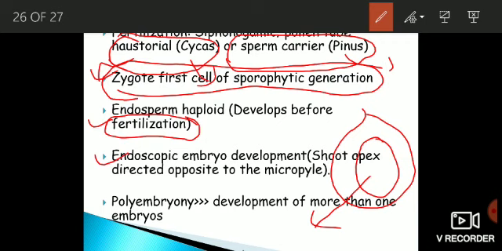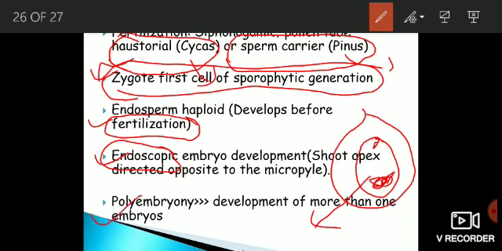Now the development of the embryo in gymnosperms. The embryo development in gymnosperms is endoscopic. Endoscopic means it takes place inside the ovule towards the lower end. That means the shoot apex appears towards the lower end. Endo means inside. It does not occur at this end, it takes place inside the ovule opposite to the micropylar end.